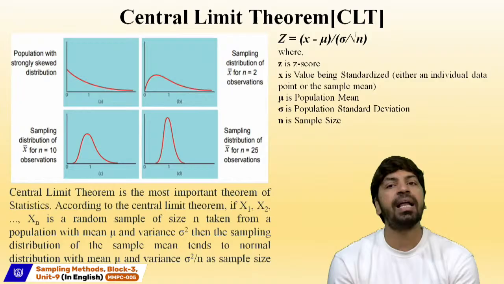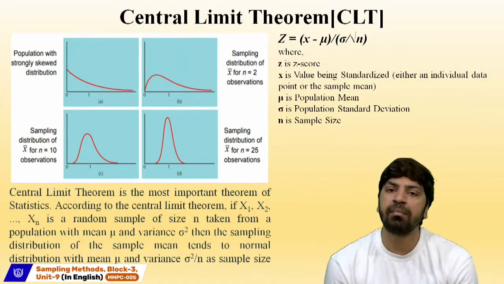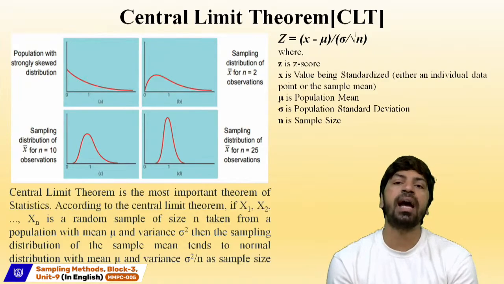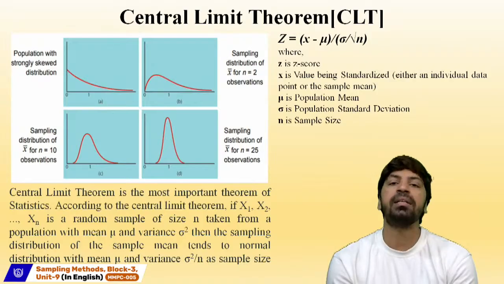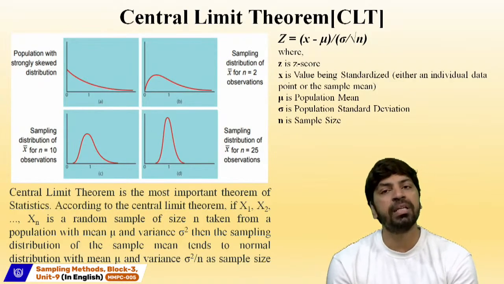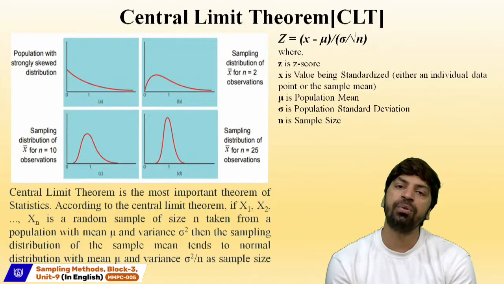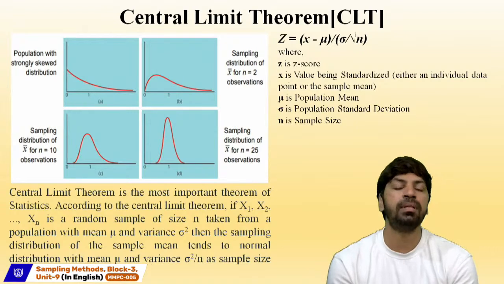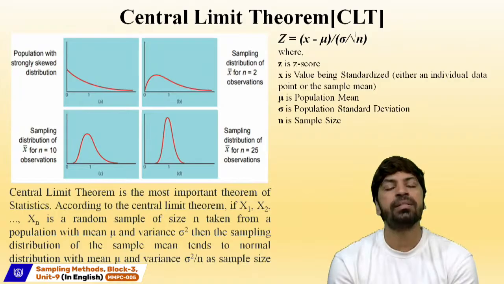That is how to calculate it: z is equal to the standardized value, that is the sample mean minus the population mean, divided by the population standard deviation over the square root of n, where n is the sample size. So once we get the values, we can easily find the z-score.